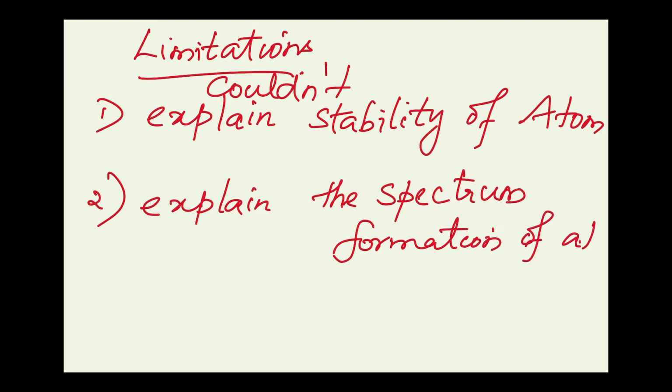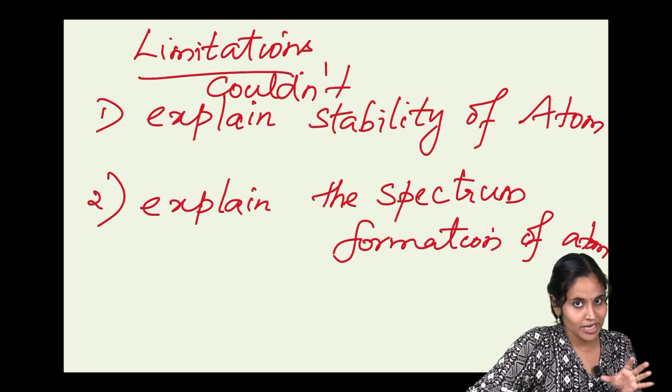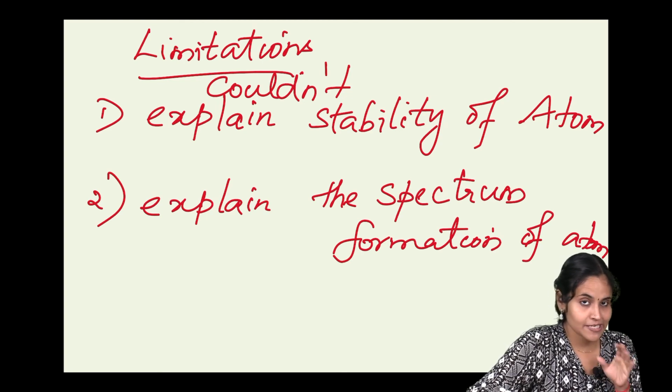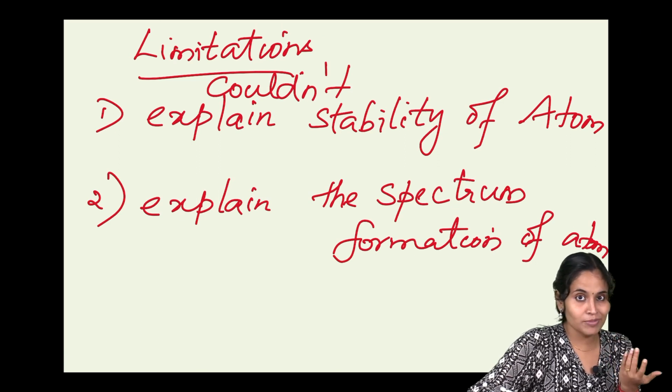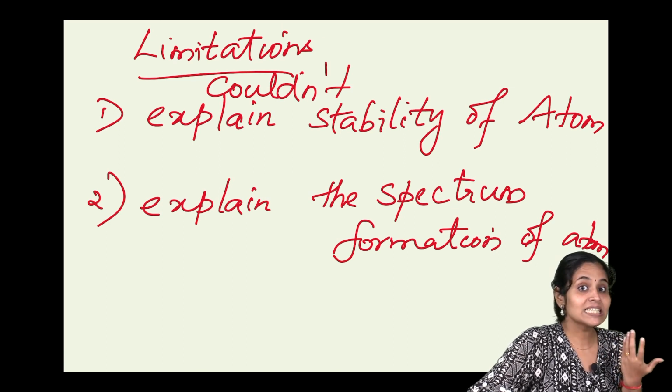Okay, so that was the second drawback. The first drawback was about the stability of atom. He couldn't explain the stability of atom, whereas the second drawback is about the spectrum formation. He was unable to explain why an atom is forming spectrum.